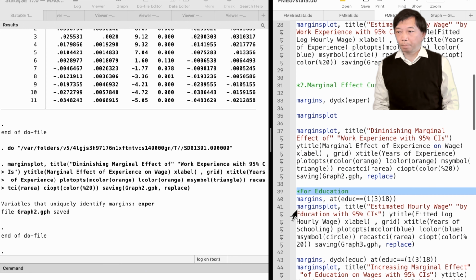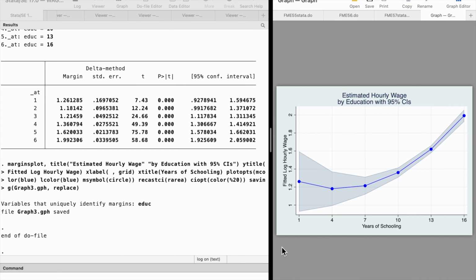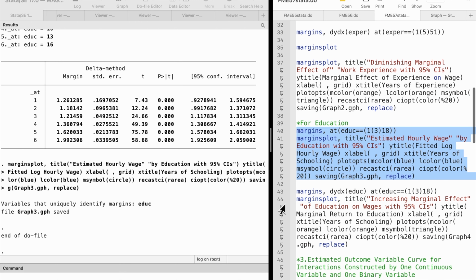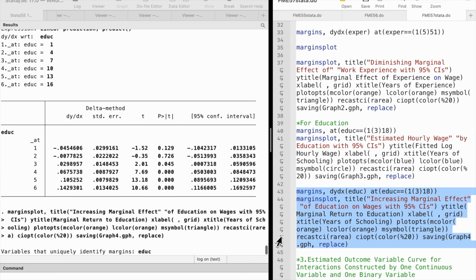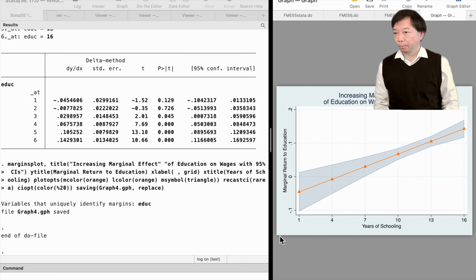We can also draw both the estimated outcome curve and the marginal effect curve for education. Education shows an increasing marginal effect on hourly wages.